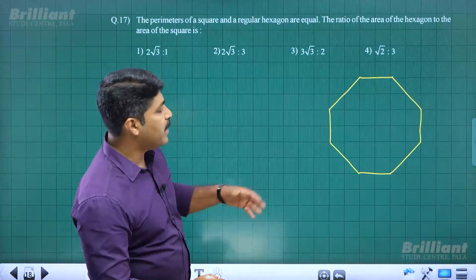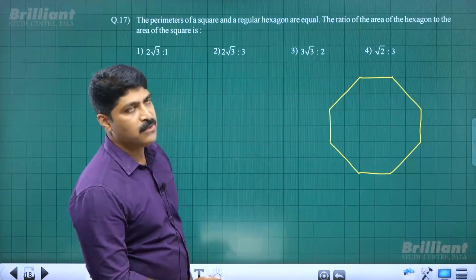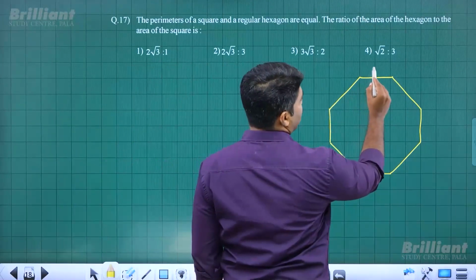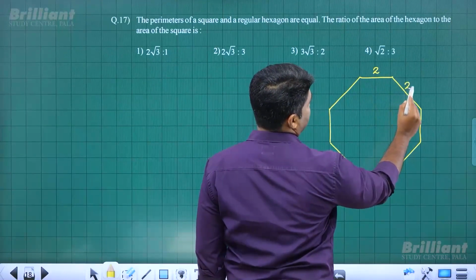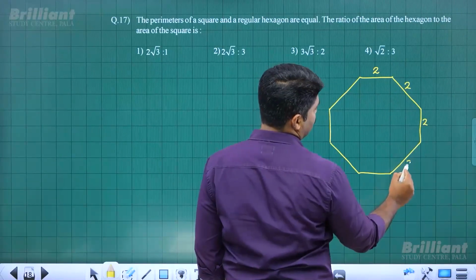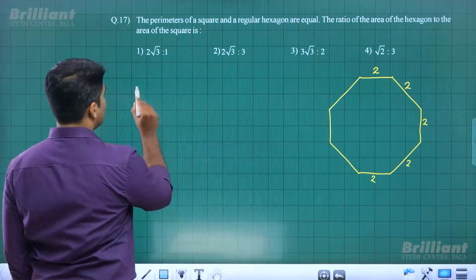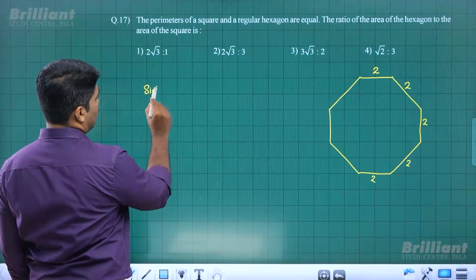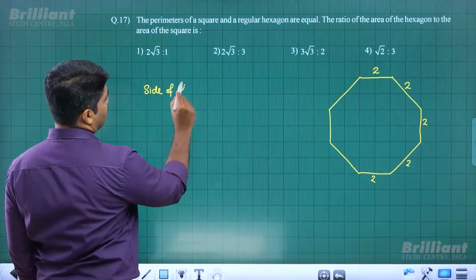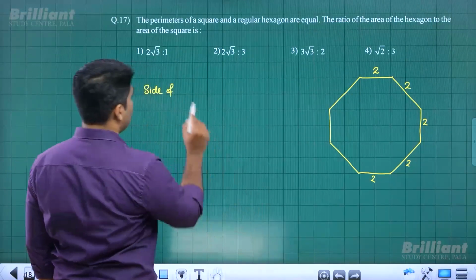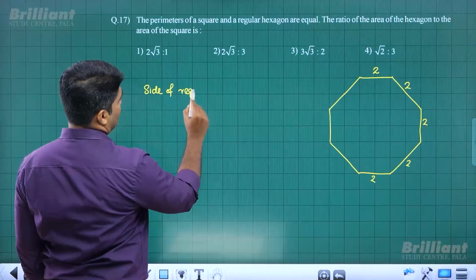And we are constraining it in the form of a square. So what I am going to do is consider the side of this regular hexagon as 2 units, 2 centimeters we can consider. Got it? So therefore, this is the side of the hexagon. So this is a regular hexagon, the side of the regular hexagon.